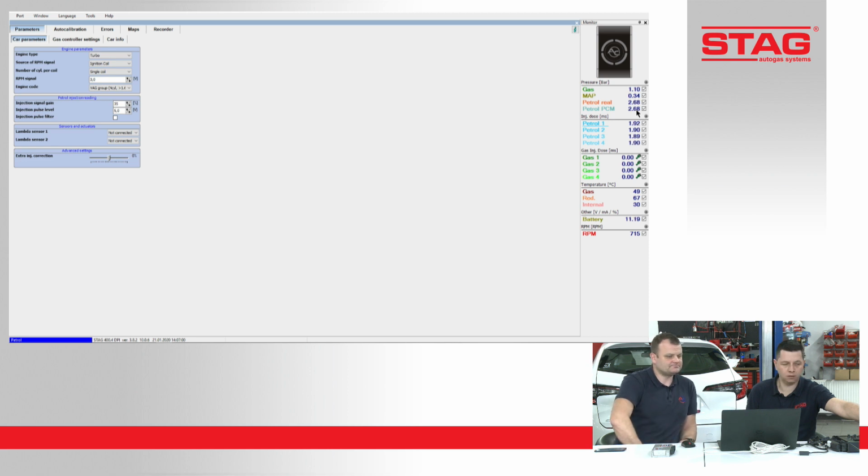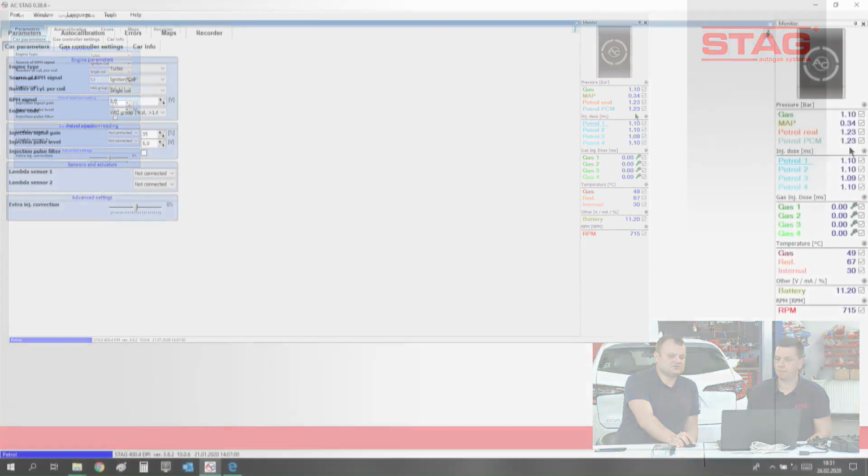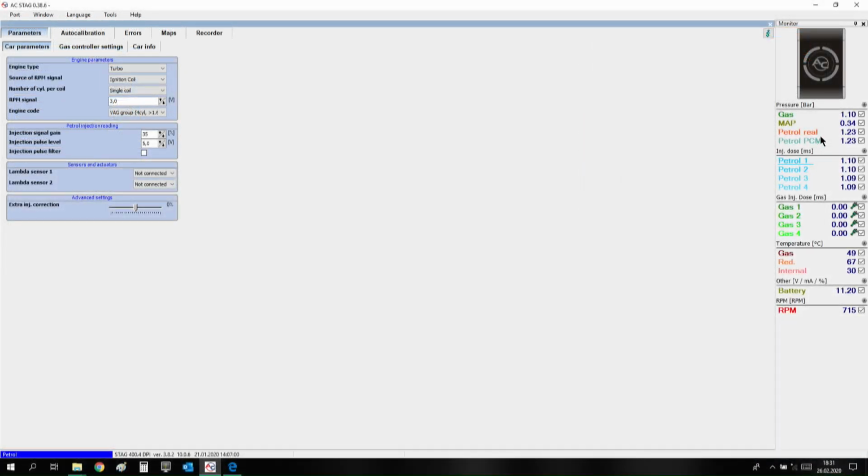This is very important information, because sometimes you try to do auto calibration, but the signals from the fuel pressure sensor are missing. These two signals, the petrol signals and the petrol pressure signals, there is no way to work without these two pieces of information.